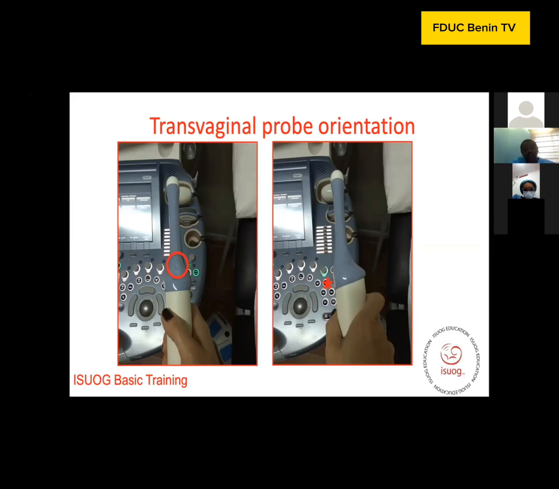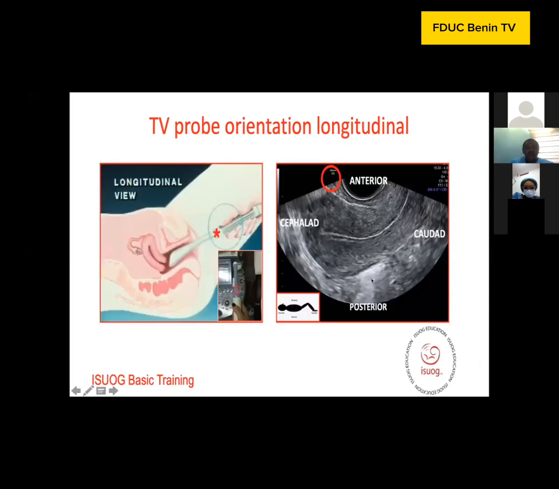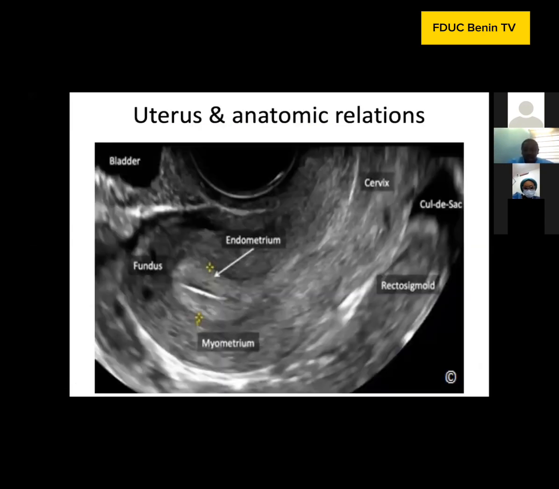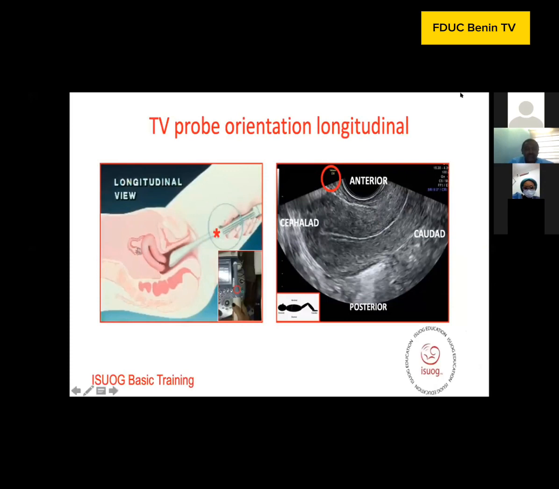Transducer marker at 12 o'clock, you acquire the longitudinal image. Rotate the probe so that the transducer marker moves to 9 o'clock, you acquire the transverse image. Never move the probe to 3 o'clock, you have a wrong image. And so here we are with the transducer marker at 12 o'clock, anteriorly there. You have the longitudinal view.